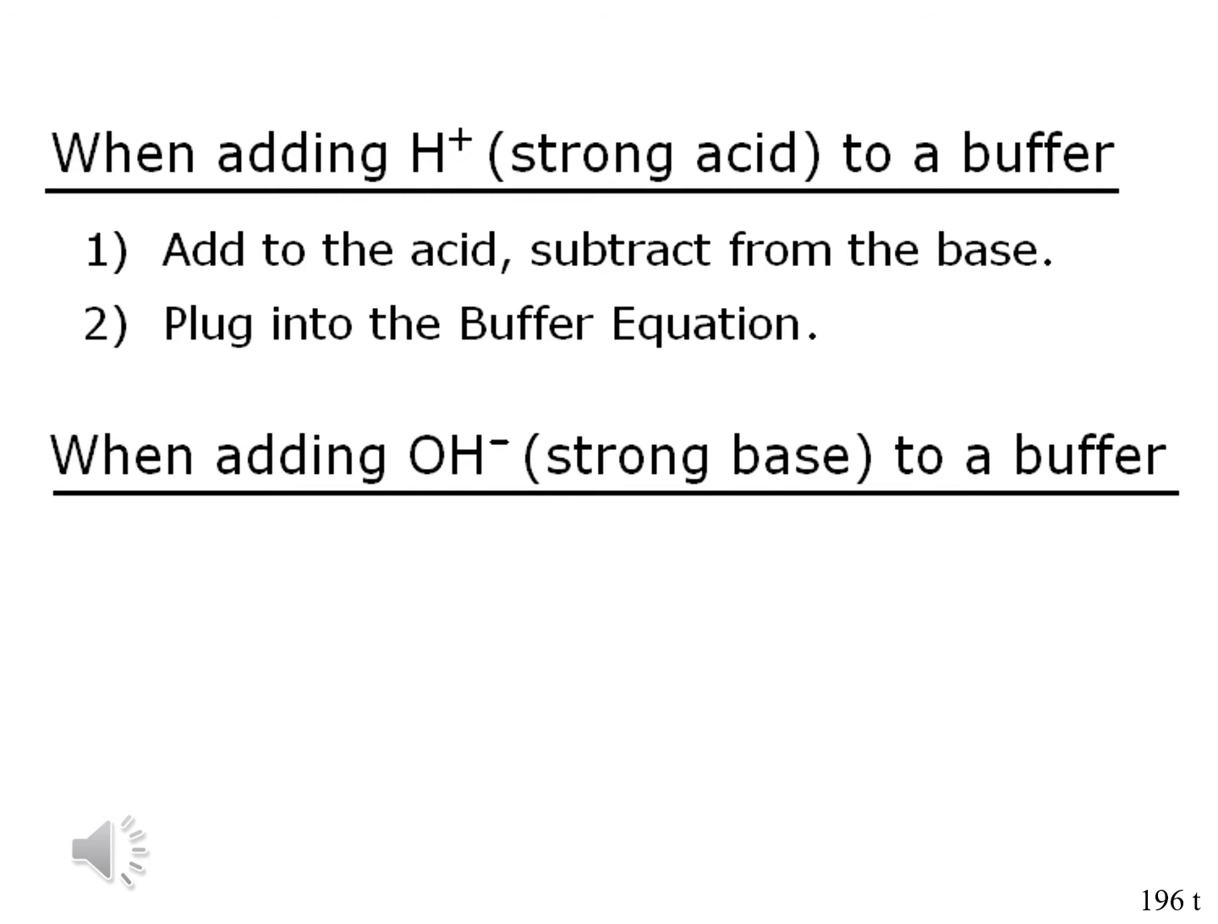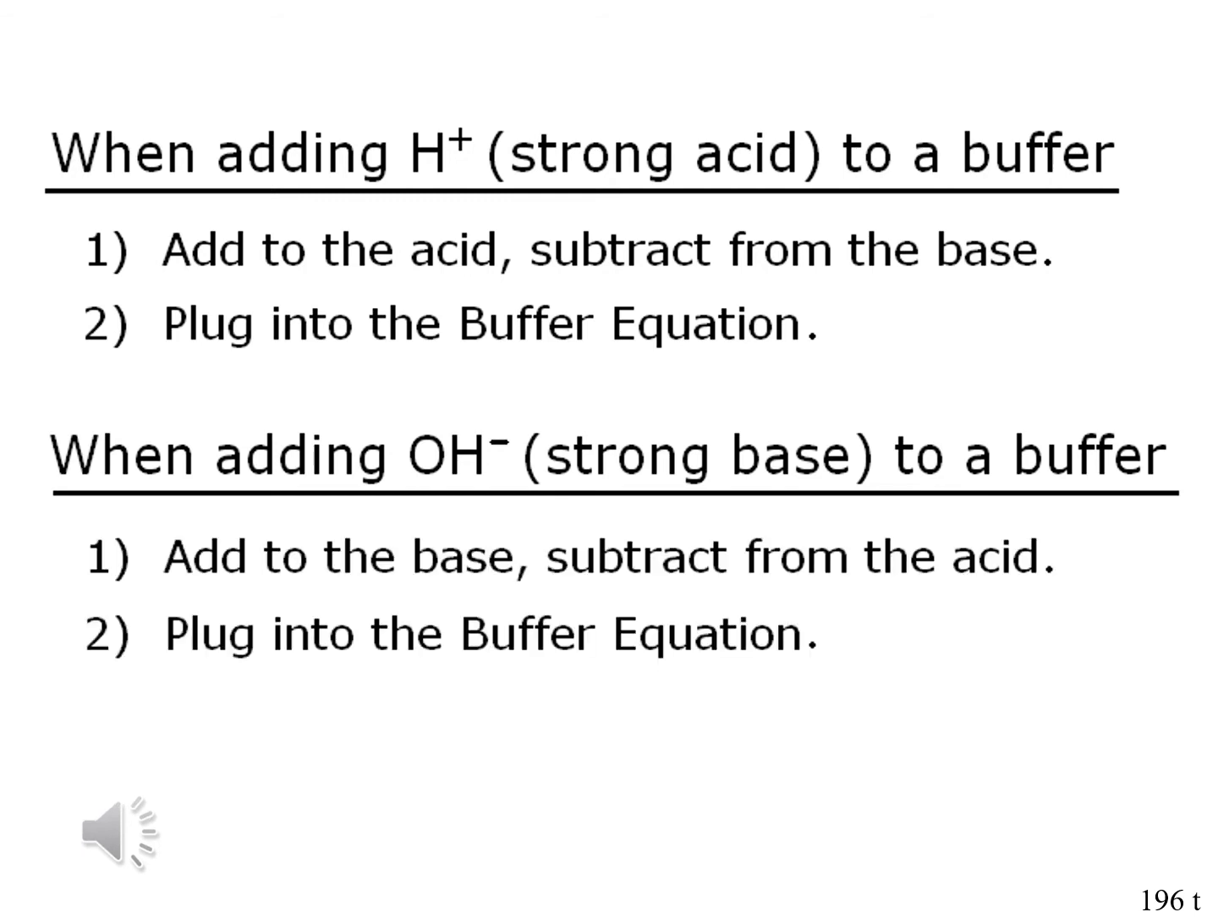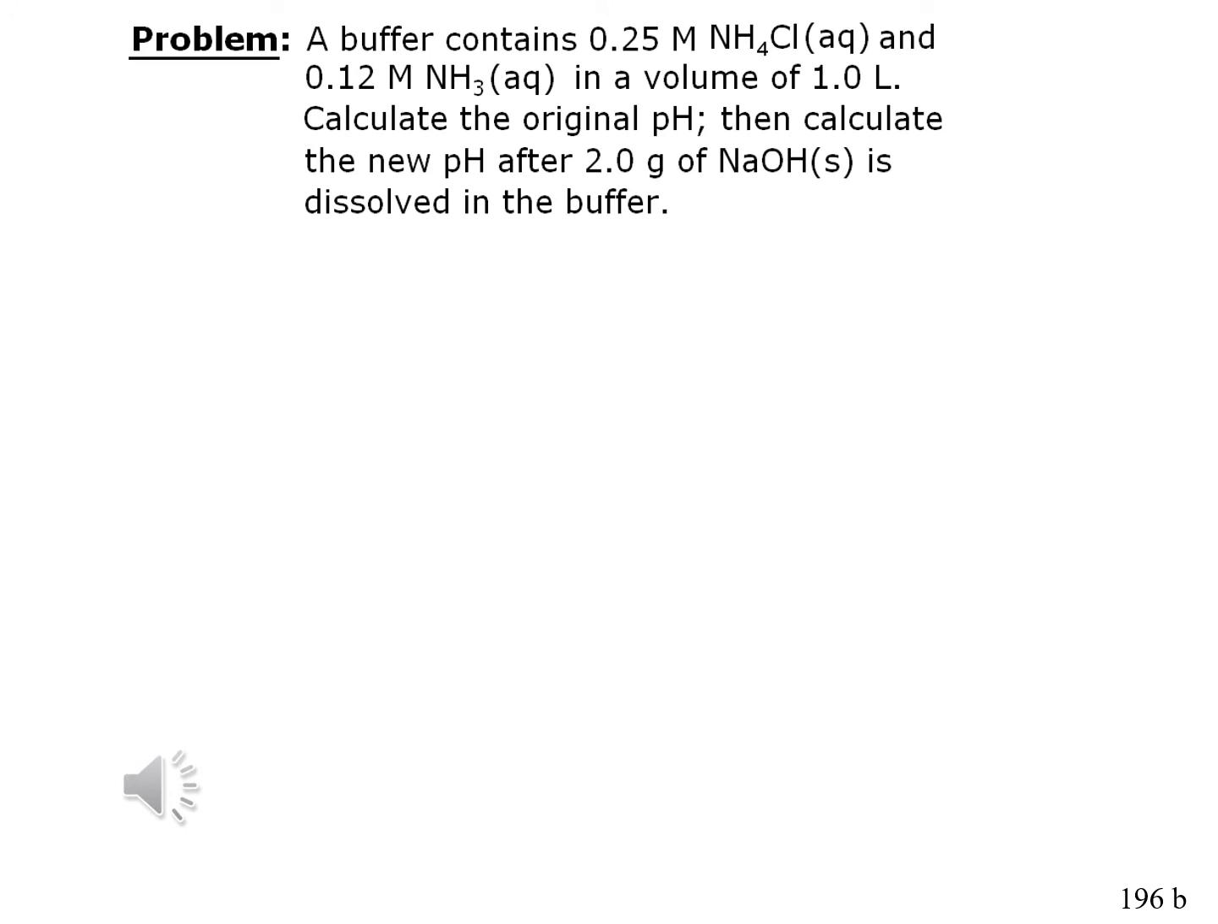I think you could figure out that when you add base to a buffer, it's going to be the exact opposite of what you do. When you add base, you add to the base. And you have to also remember to subtract from the acid before you plug in. We're going to do an example of that. We're going to use an ammonia buffer where we start with 0.25 molar of the acid, ammonium, and 0.12 molar of the base, NH3. It's always in a volume of 1 liter.